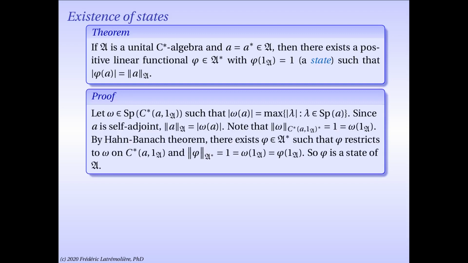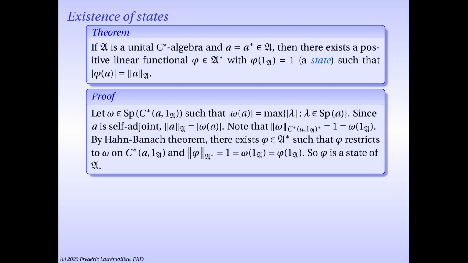And the key observation here is that the C-star algebra generated by the self-adjoint element A and the unit is abelian, so it has plenty of characters. In fact, I know that the Gelfand transform of A is a homeomorphism from this Gelfand spectrum onto the spectrum of A. So there must exist a character, omega, such that the absolute value of omega at A is the spectral radius of A. That follows from the compactness of the spectrum and the homeomorphism property I just mentioned. So since A is self-adjoint, I actually know the norm of A equals its spectral radius, so it's equal to this absolute value of omega at A.